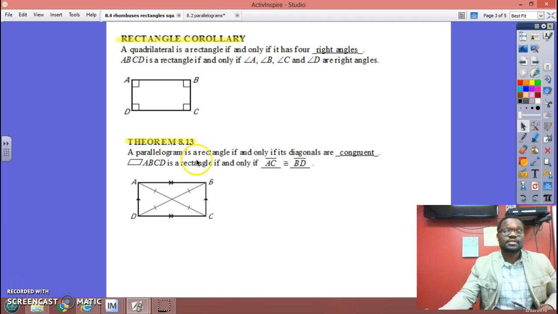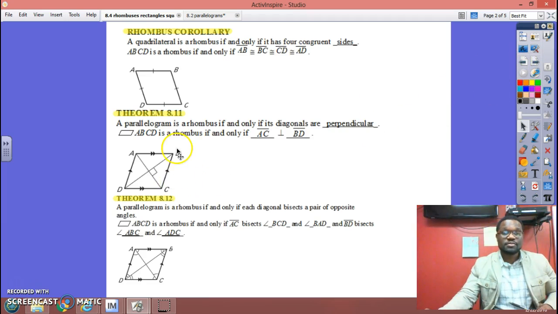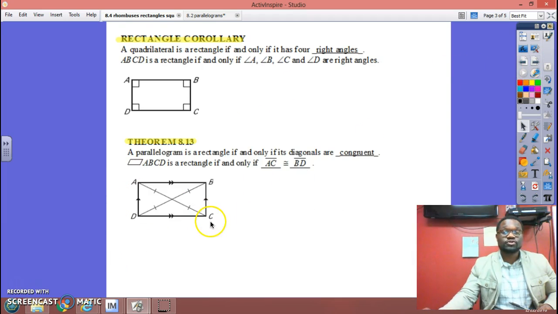A parallelogram is a rectangle if and only if its diagonals are congruent. So notice that the diagonals equal one another. Now that's not the same as a rhombus. In a rhombus, the diagonals are perpendicular. Alright? Here, the diagonals are congruent. So notice that they still bisect one another. So DB equals, well, D, whatever that part, equals that part as well. All the actual little segments are congruent to one another.